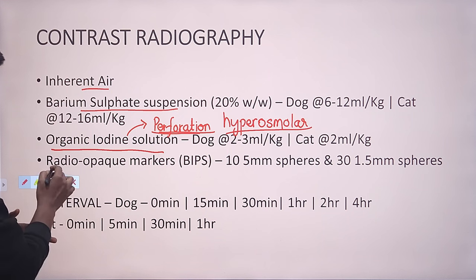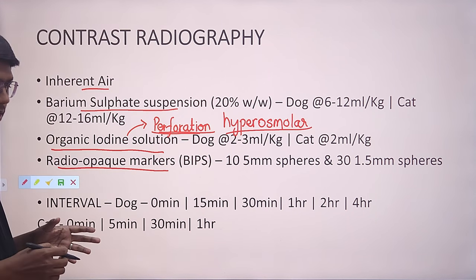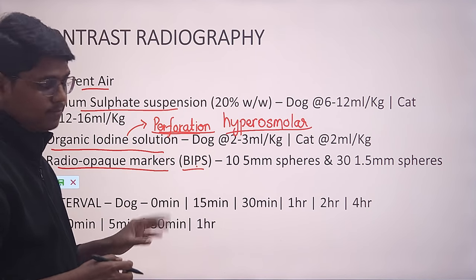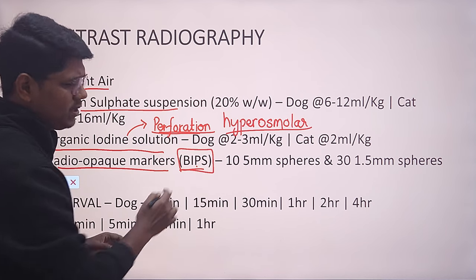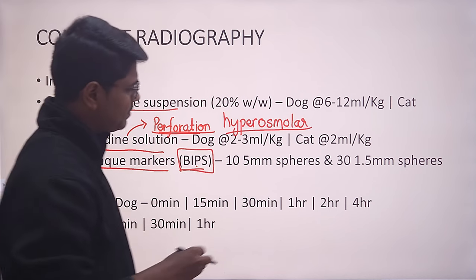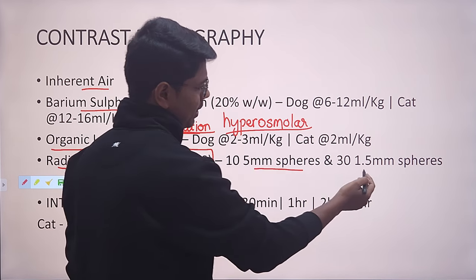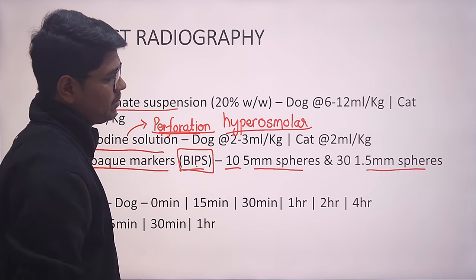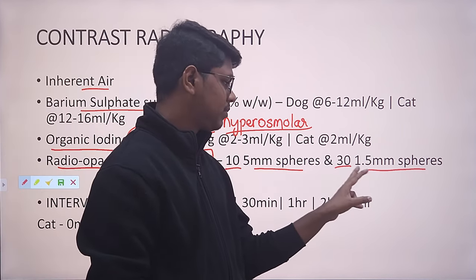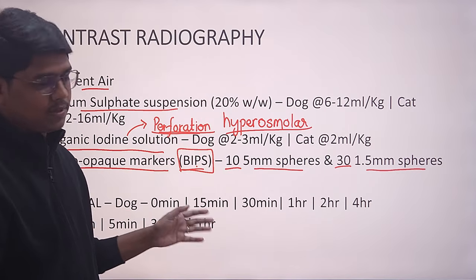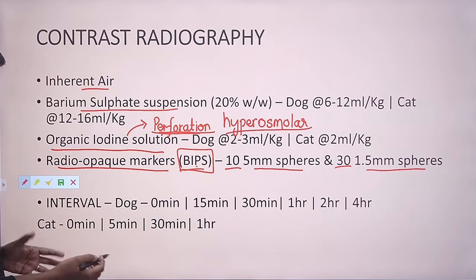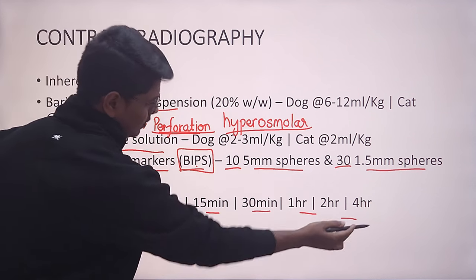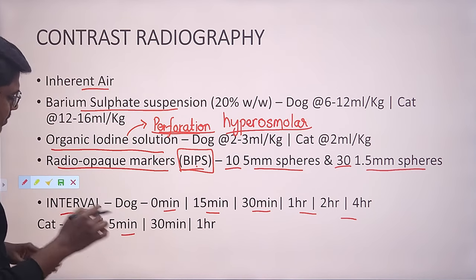Apart from this, you can also give radio-opaque markers like BIPS, barium impregnated polyethylene spheres. It varies from company to company. It comes in two shapes: 5 mm or large spheres, and 1.5 mm small spheres. The dose is 10 of the 5 mm large spheres and 30 of the 1.5 mm spheres. We will see radiographically how these spheres look. Then you have to take the radiographs at some intervals. Okay, note down these intervals. This is basically contrast radiography.